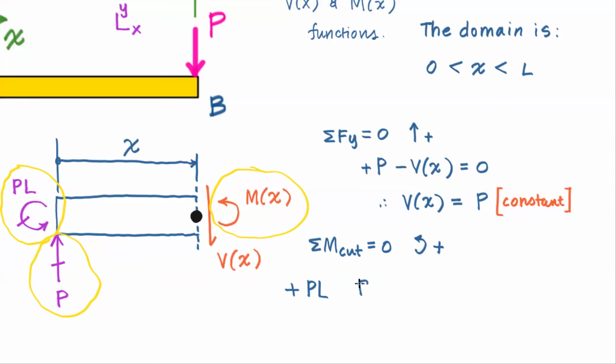Next term, force P. That's my vertical force reaction required for equilibrium. Moment arm to the cut, distance x. Sign for that is going to be negative, that tendency to rotate clockwise about the cut plane. Last term, M of x, M as a function of x. That's what we want to solve for. And that one is counterclockwise, positive thumbs up, give that one a positive sign, set it equal to 0, and rearrange.